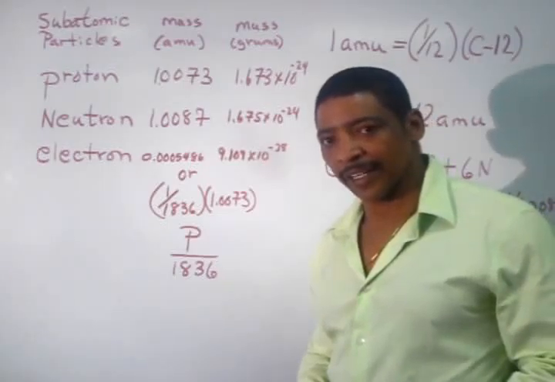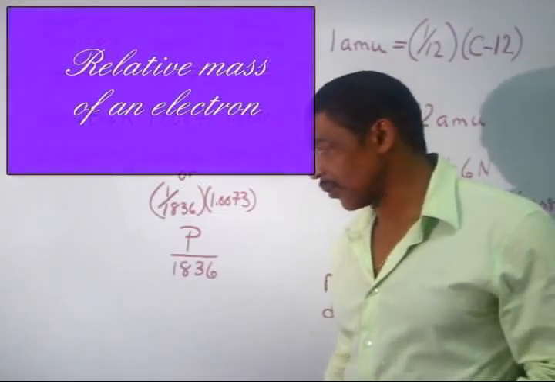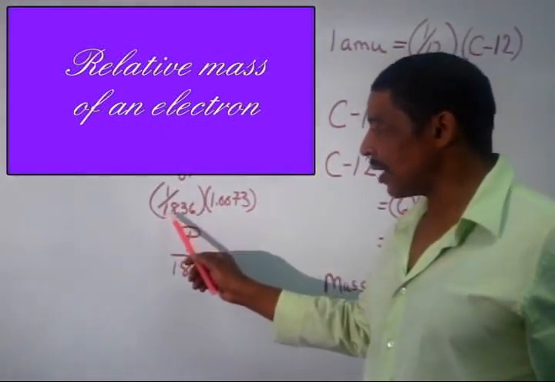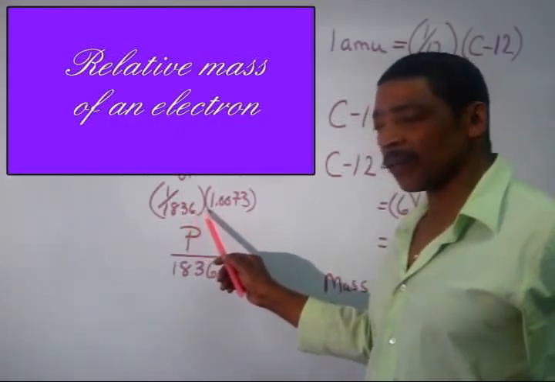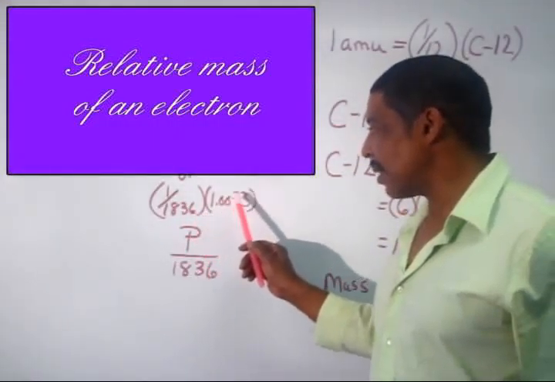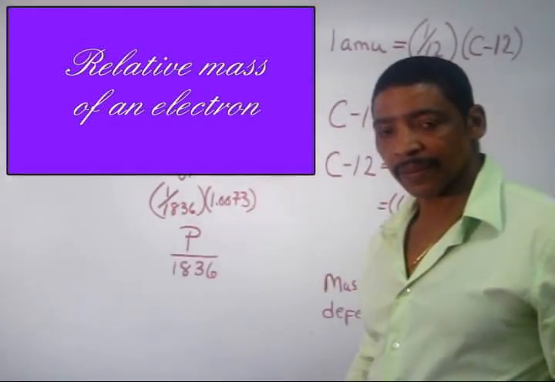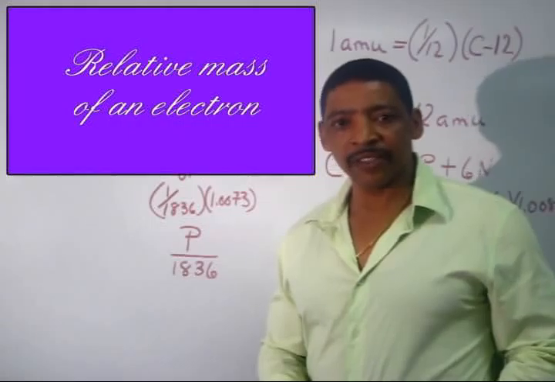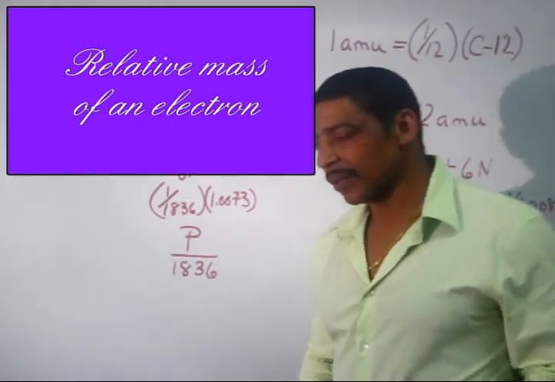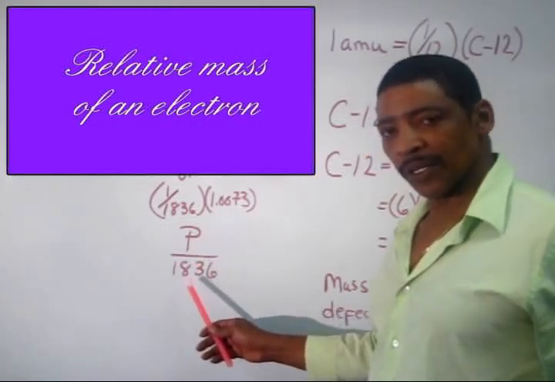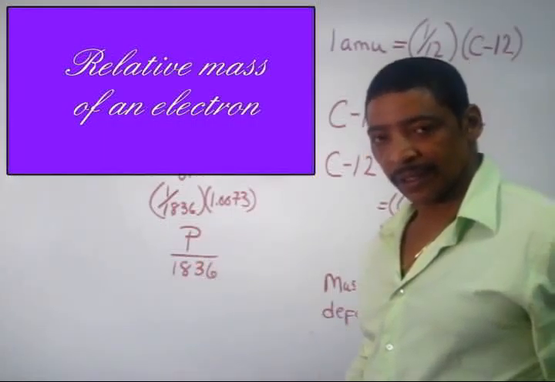Another way to indicate the mass of an electron is as follows, where you simply divide 1 by 1,836 and multiply that value times the mass of one proton. In other words, the mass of one electron is equal to the mass of one proton divided by 1,836.